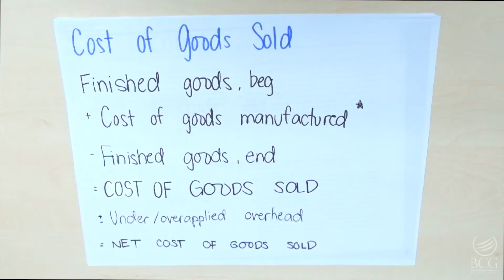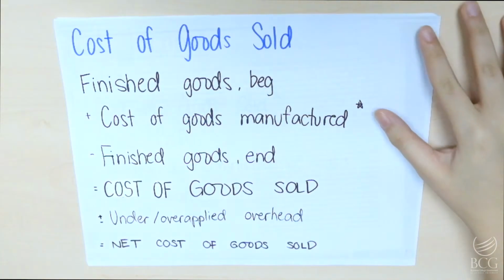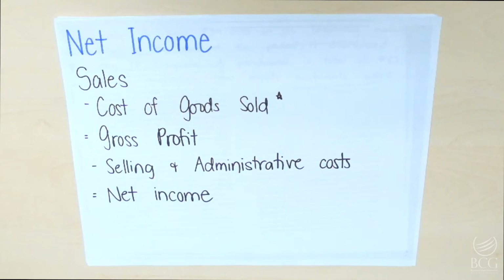To solve for the cost of goods sold, you simply add the beginning finished goods inventory to the cost of goods manufactured and then deduct the ending inventory for finished goods. If any, add the under-applied overhead or deduct the over-applied overhead. The cost of goods sold is then deducted from the sales to get the gross profit. From here, you deduct the selling and administrative expenses to arrive at the net income.